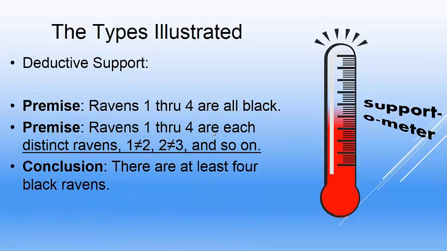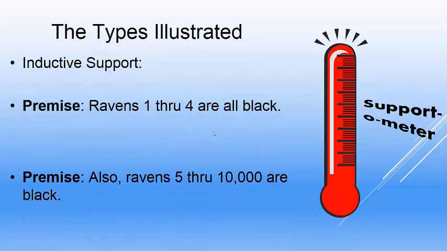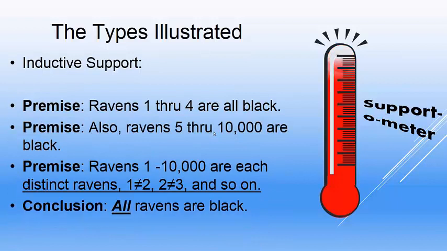In the first example, we achieved the maximum degree of support for our conclusion that we could get. The premises back the conclusion in such a way that the conclusion cannot possibly be false if the premises are true. But in the second example, in which there were 10,000 ravens counted, well, we got some evidence or support for the claim that all ravens are black, although our supportometer has to drop quite a bit.